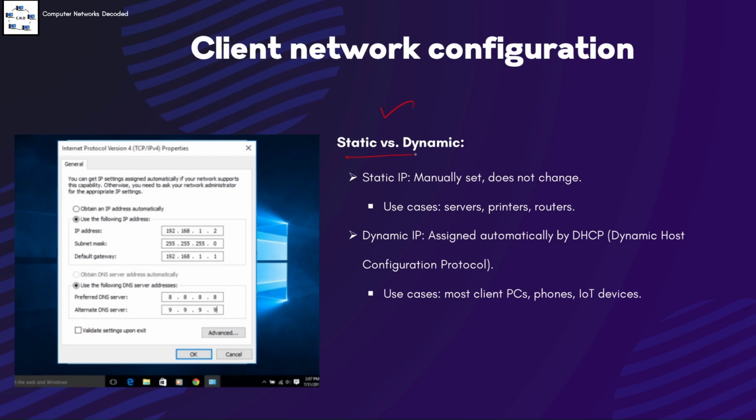So, static versus dynamic IP address. A static IP is manually set like this one, and it does not change unless you manually change it. Use cases include giving manual IPs to servers, printers, and routers. To clients like PCs, you usually give dynamic IP addresses. A dynamic IP address is automatically assigned by DHCP, Dynamic Host Configuration Protocol, and its use cases include most client PCs, phones, and Internet of Things devices.